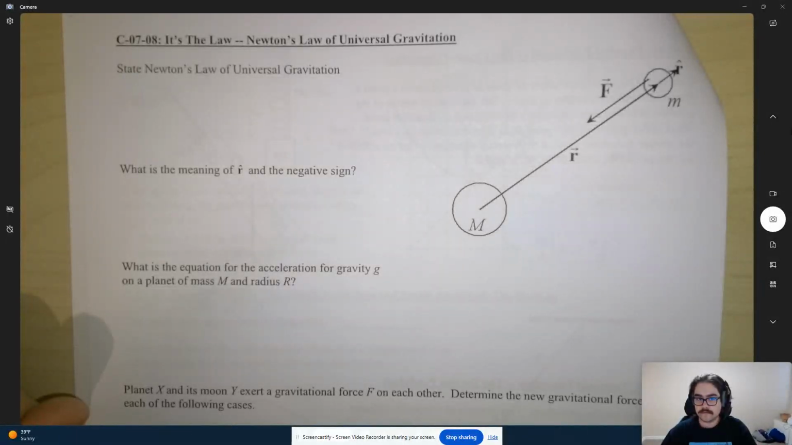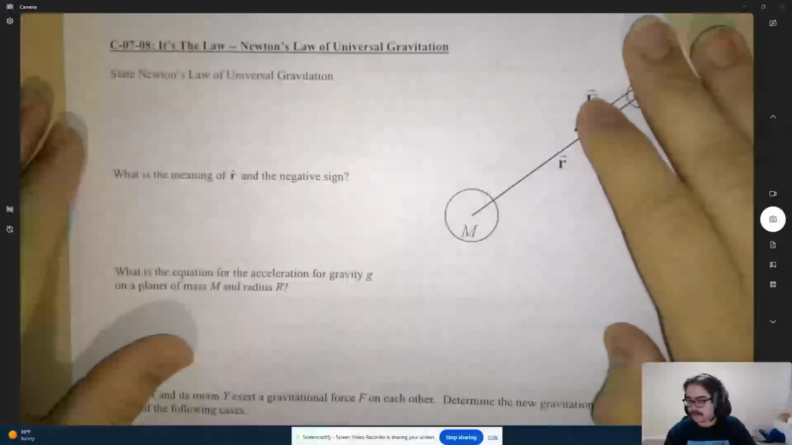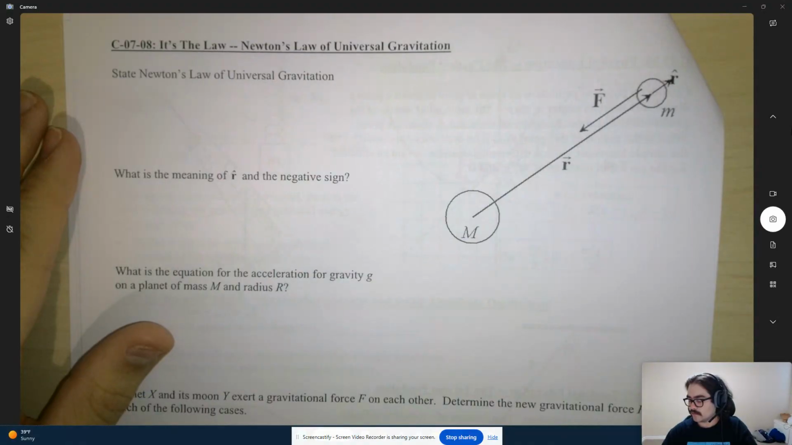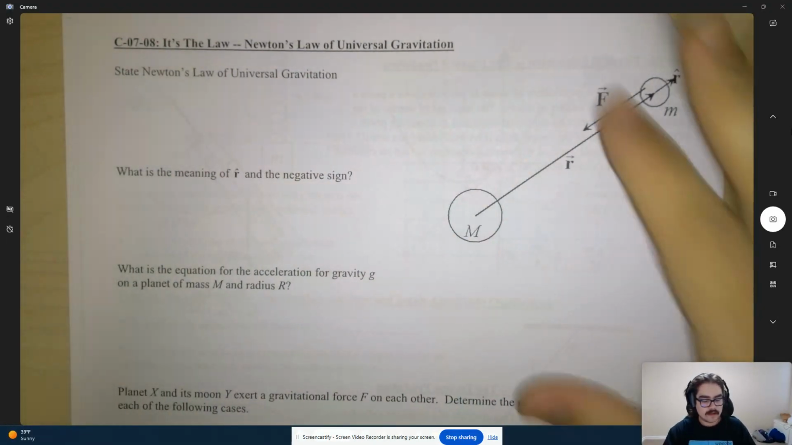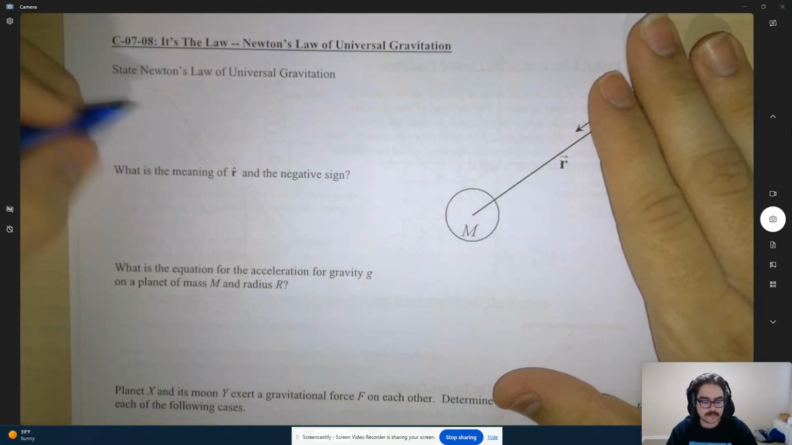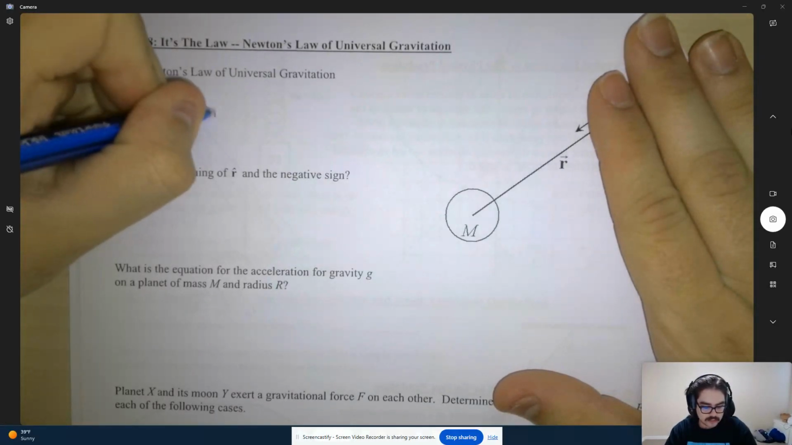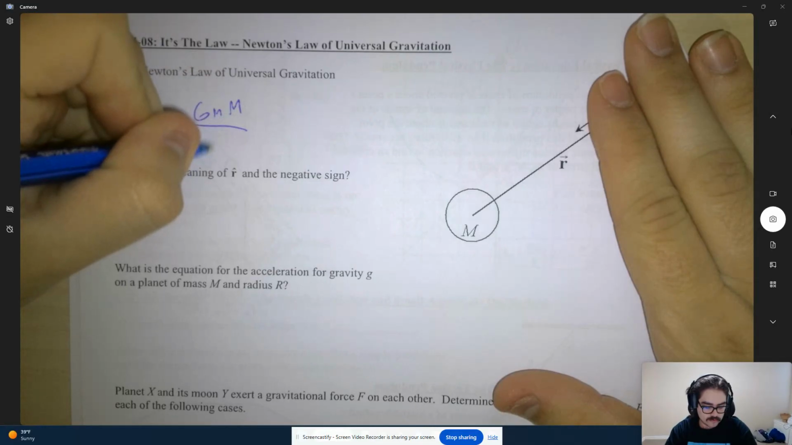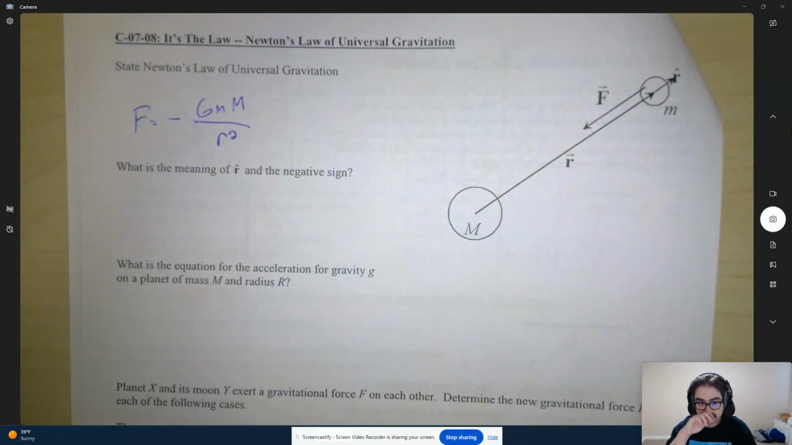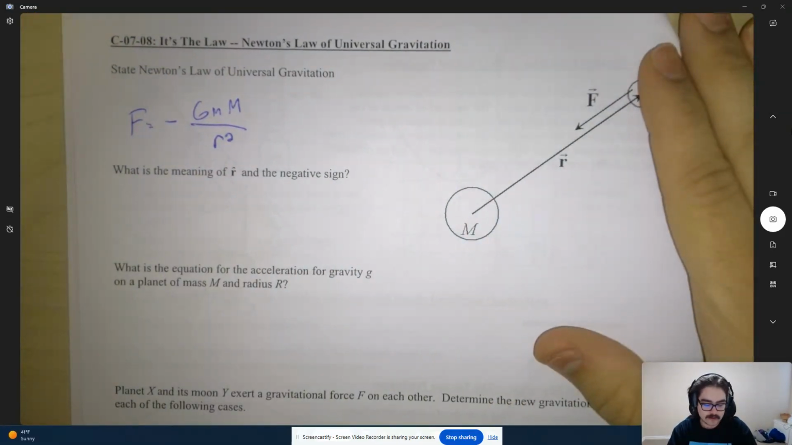All right, let's pick back up with some. This is Newton's law of universal gravitation. We've been using in Physics 1 F equals negative G little m big M over r squared. That's what we've been using, right?